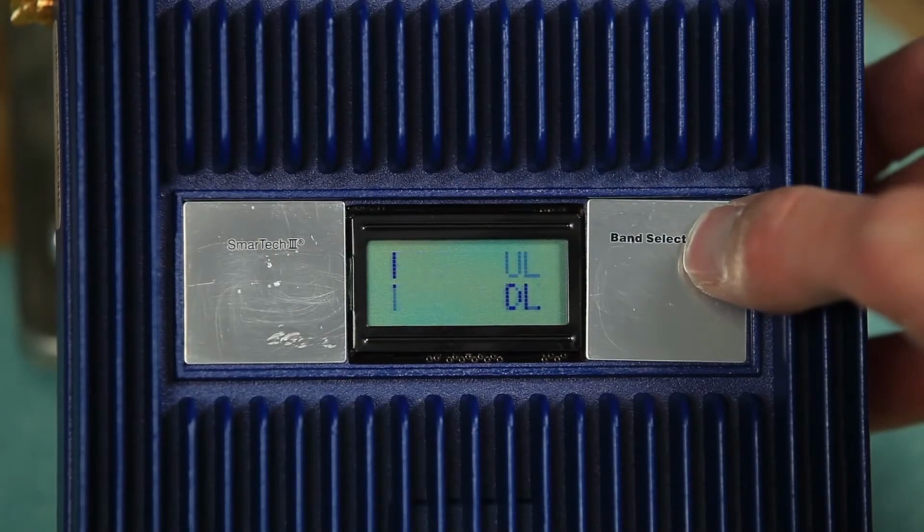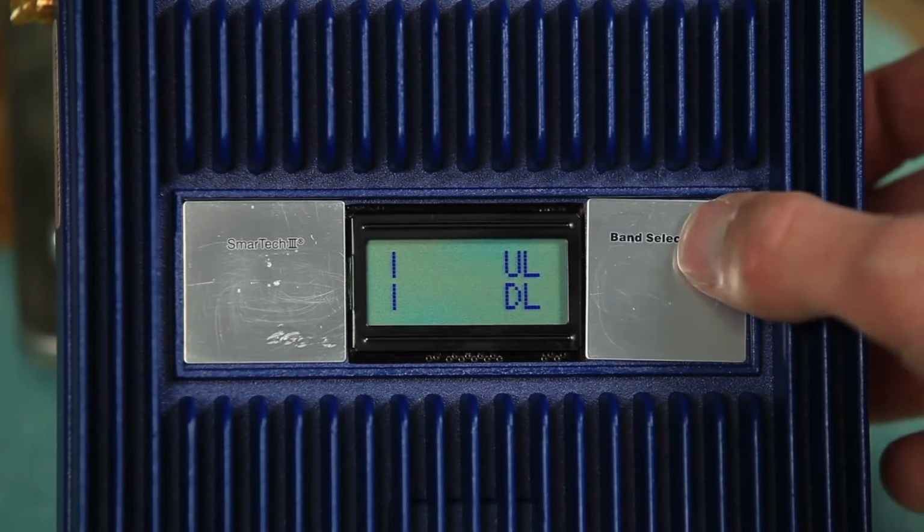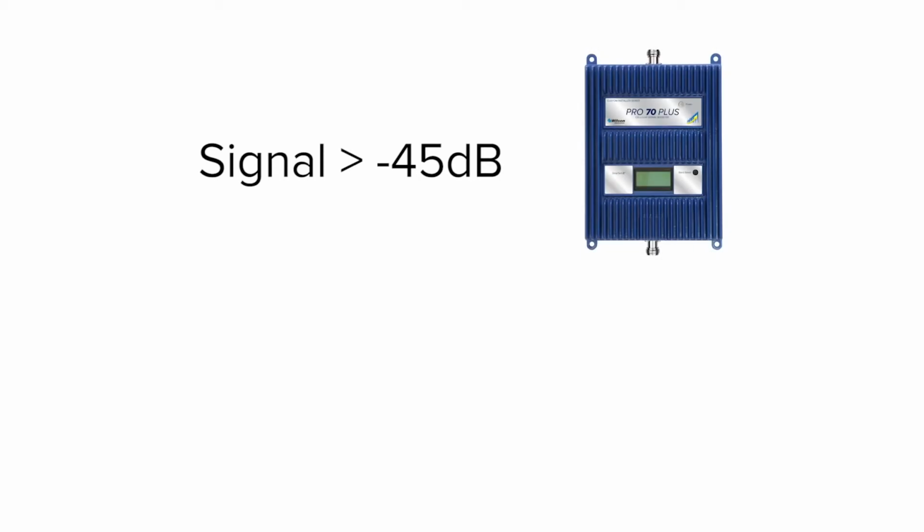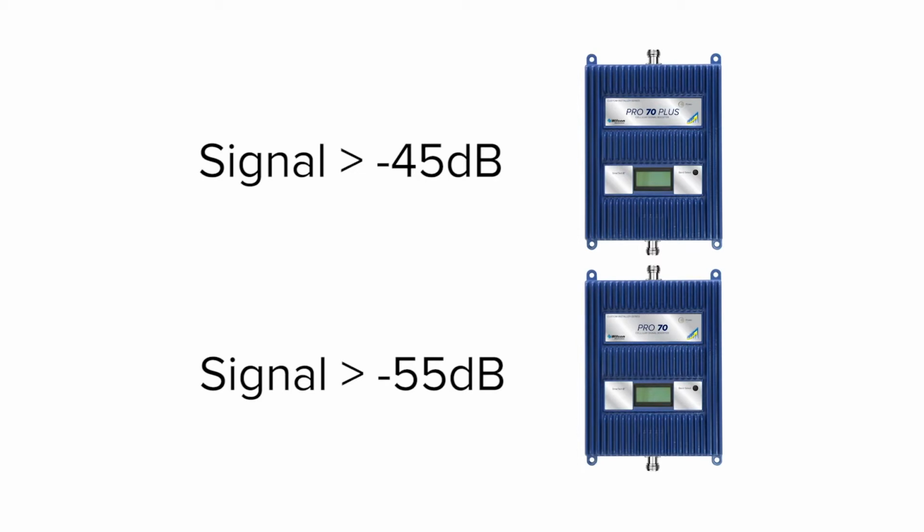Here's some good guidelines for signal strength levels coming into the booster and some tips on what to do in each case. Anything stronger than a -45 dB for a Pro 70 Plus or a -55 dB for a Pro 70 is too strong of signal. This much signal coming into the signal booster will cause the spectrum to shut down on the amplifier.